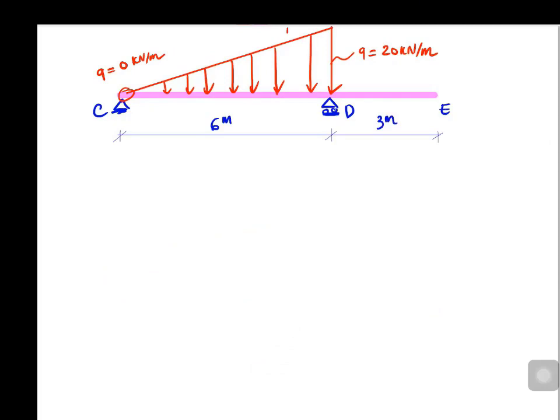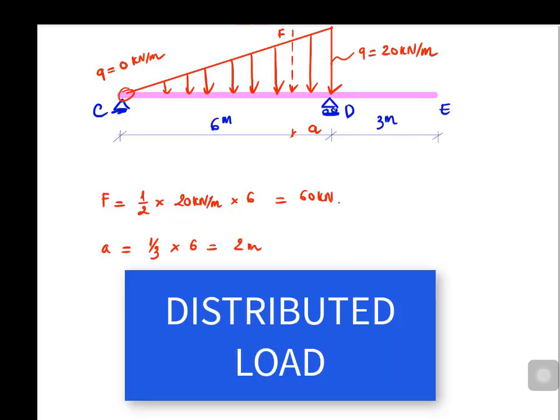A uniformly varying load has an intensity that changes with the distance along the axis. As you can see, the load varies uniformly from C to D. Its intensity is 0 at C and 20 kilonewton per meter at D. Calculating the area of the triangle gives us the total load. In this case, it equals 60 kilonewtons acting at the center of gravity of the load, which is 2 meters from this.